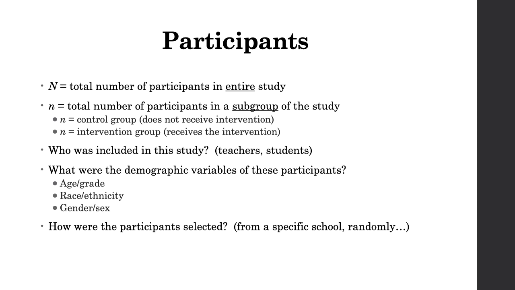And then you have little n, or lowercase n, and that is the total number of participants in a subgroup. And so typically with an intervention study, you have two subgroups. You have a control group and you have an intervention group. The control group will take the same assessments, or maybe they conduct the same interviews with these students or participants, but they do not receive the intervention or the strategy. The intervention group takes the same assessments, completes the same interviews, but then does get the intervention or the strategy.